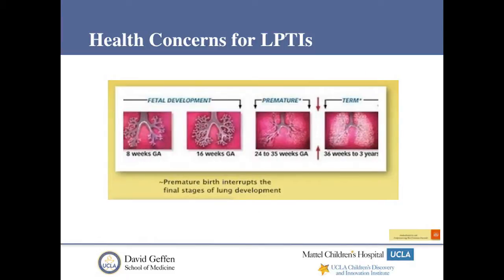Now, part of that is because just when you're born premature, you interrupt this transition from the very premature lung to the full alveolarization, which takes place between 36 weeks. And this slide says 3 years. They're actually moving that up to anywhere from 8 to 10 years. You're continuing to make new alveoli.